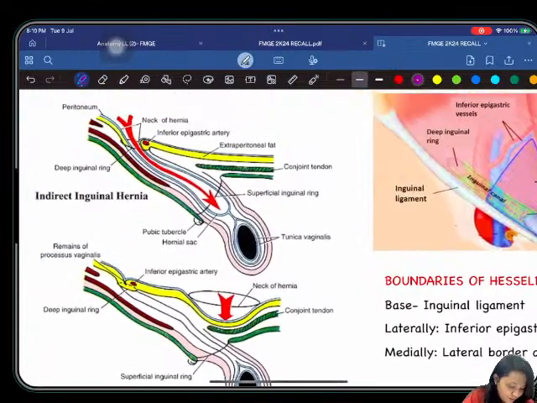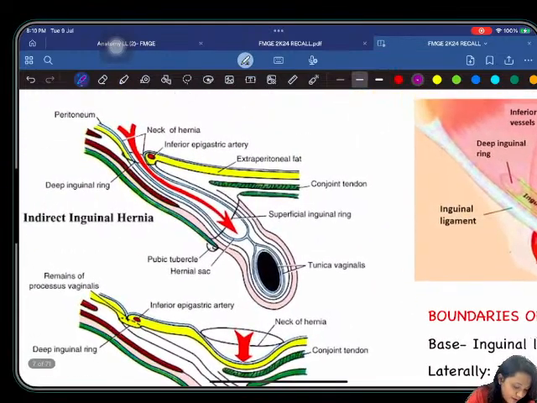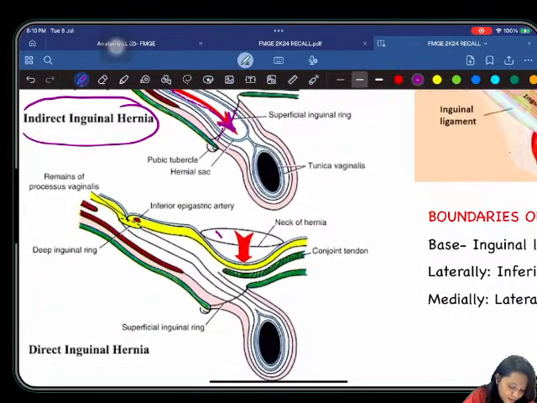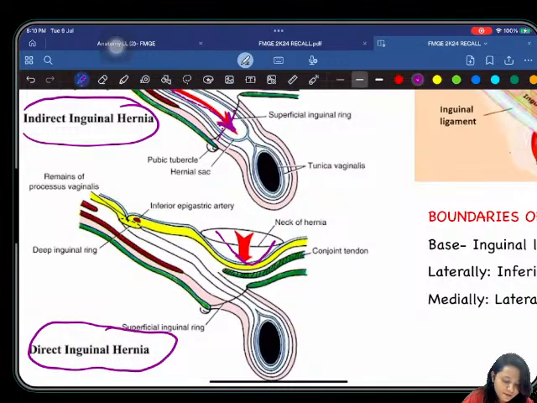Here you can see this is the deep inguinal ring, and here you have the superficial inguinal ring. The hernia traversing from the deep to the superficial inguinal ring is your indirect inguinal hernia, and the hernia you see in the posterior abdominal wall will be your direct inguinal hernia. It will be in Hesselbach's triangle.